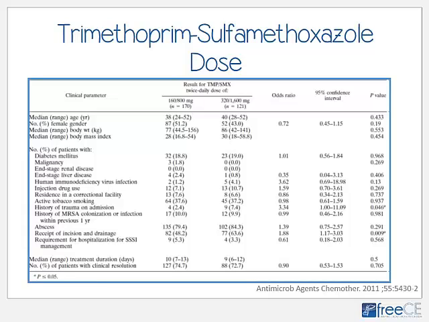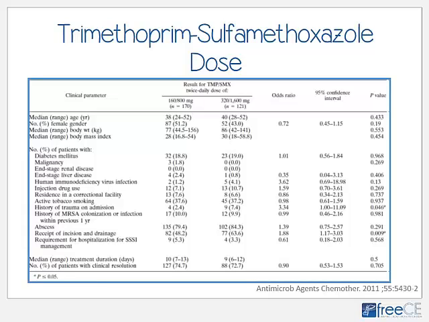The slide that I have up here shows you the demographic information. The clinical parameter is listed on the far left-hand column. The next items are two columns. These were the results in terms of the number of patients who were treated with Trimethoprim Sulfamethoxazole twice daily. The first column is the patients treated with one double-strength tablet twice a day. The next column is the patients treated with two double-strength tablets twice a day. The next item is the odds ratio, followed by the confidence interval and the p-value.